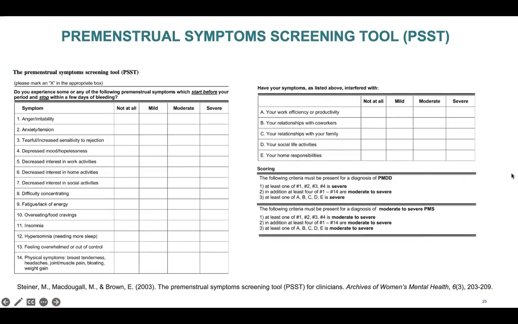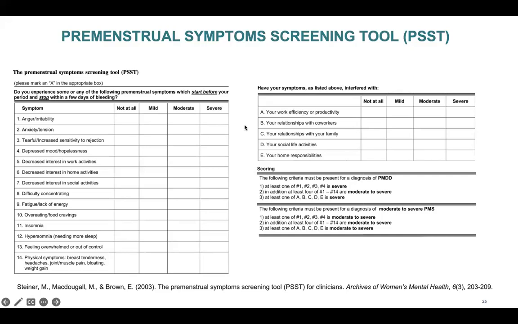So this is just a little more information about that premenstrual symptom screening tool, the PSST. I've got a citation down here for that as well, but this is just some of the things that we are assessing. We're assessing all of those core symptoms, right? We're understanding, on a scale from not at all to severe, how angry or irritable are they during that premenstrual time, how anxious, etc.